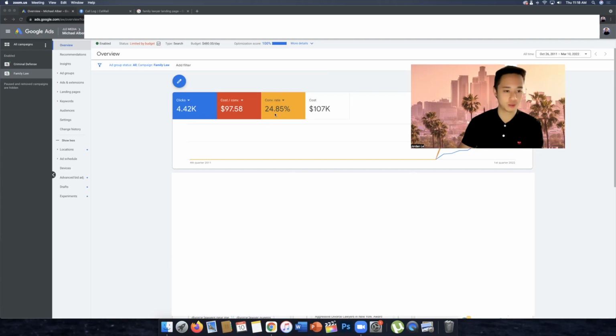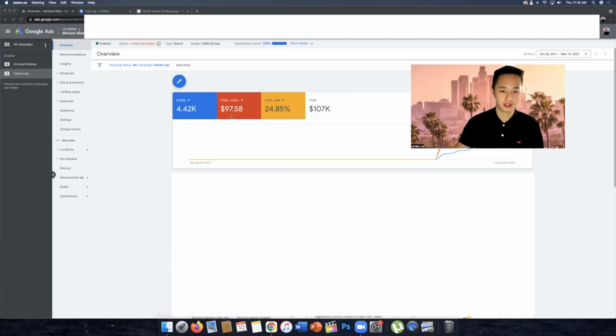Okay, and some months we actually crush it for him, we'll actually see 30 to 40%, right? The market is going to fluctuate on a monthly basis, obviously, but on average 25% is solid. And that's how you're going to have a profitable campaign, right?